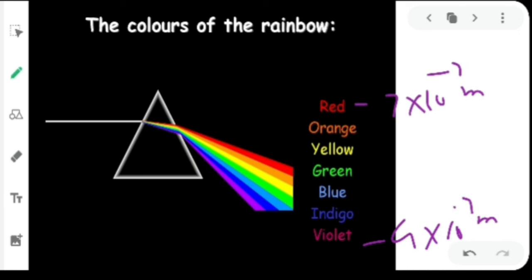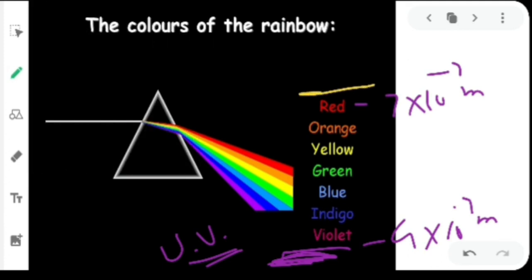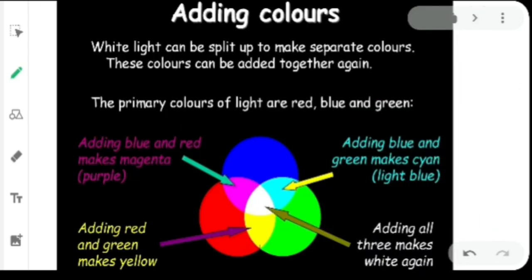The wavelength which is less than the violet one, those are called ultraviolet rays. And the wavelength which is more than the red one, those rays are known as infrared rays itself.